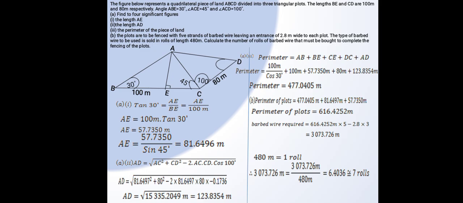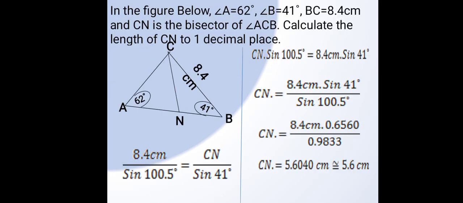Now, if 480 meters is one roll, then 3,073.726 meters means we need 6.4 rolls. But since the rolls cannot be sold in fractions, we shall require a complete 7 rolls to fence.